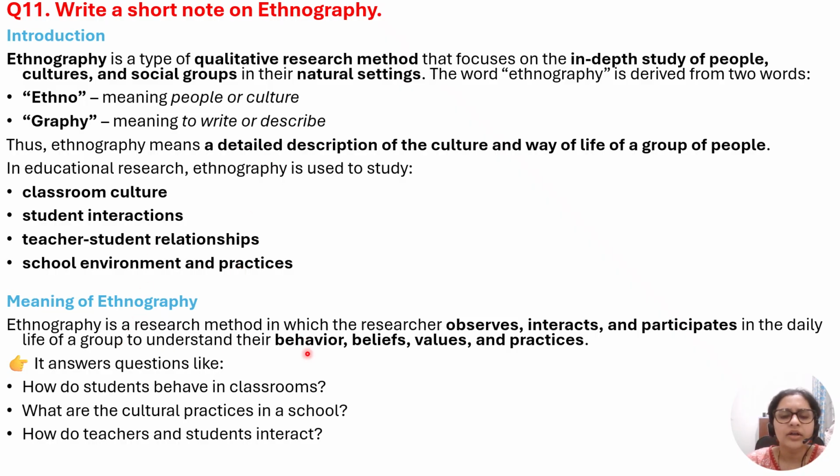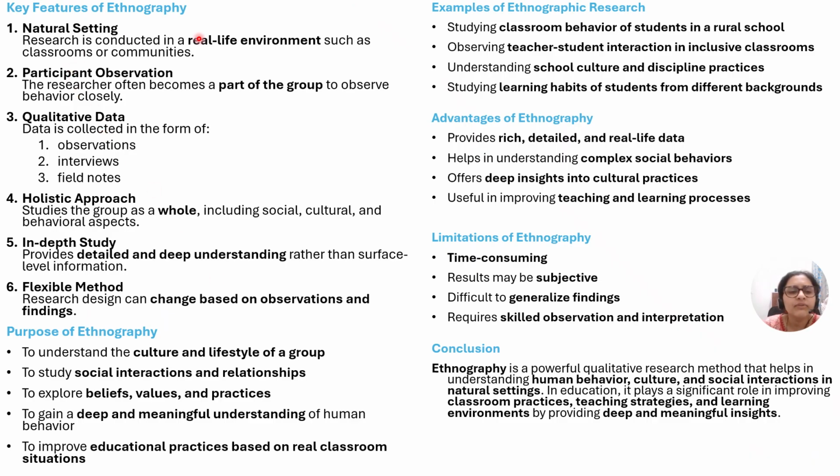So, meaning of ethnography we have discussed. It answers questions like how students behave in classroom, what are the cultural practices in school, how do teachers and students interact. Key features of ethnography. First is natural setting of the groups. Then participant observation. Then qualitative data is collected in the form of observations, interviews, and field notes. Then it is a holistic approach. It is an in-depth study. It is a flexible method.